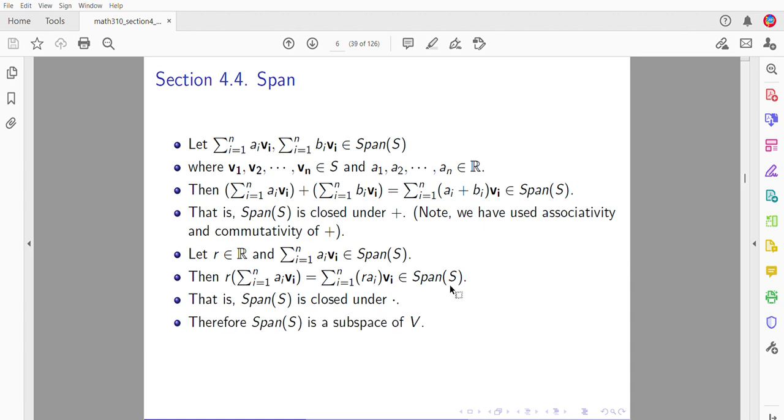So we know span S is non-empty. It is closed under vector addition. Now we have shown it's closed under scalar multiplication. So it is a subspace of V. All right. We have proved the theorem.